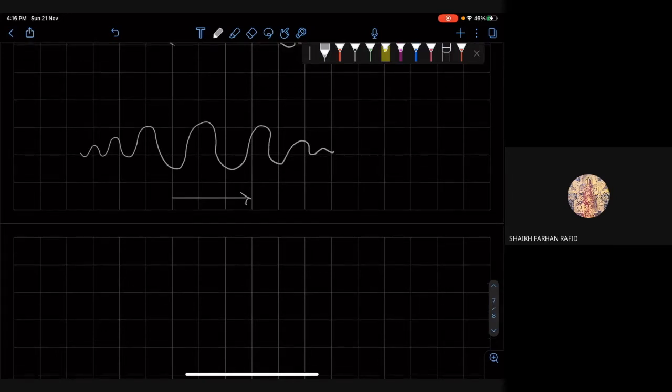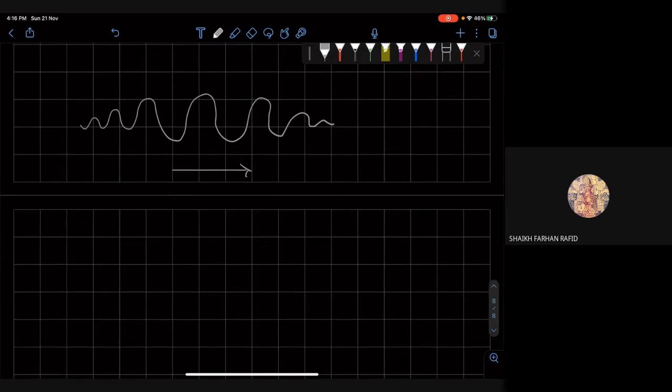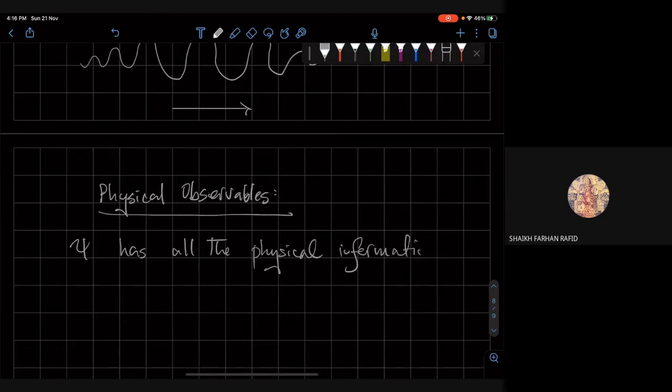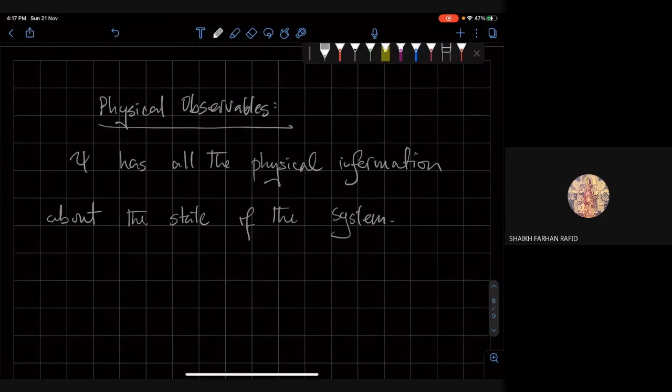Now we come back to physical observables. Okay, what are the physical observables we can measure? So, we are given, I said something like psi, the wave function has all the physical information about the state of the system, right? And I also said that psi squared is the probability density, right? And that was called the Born interpretation.